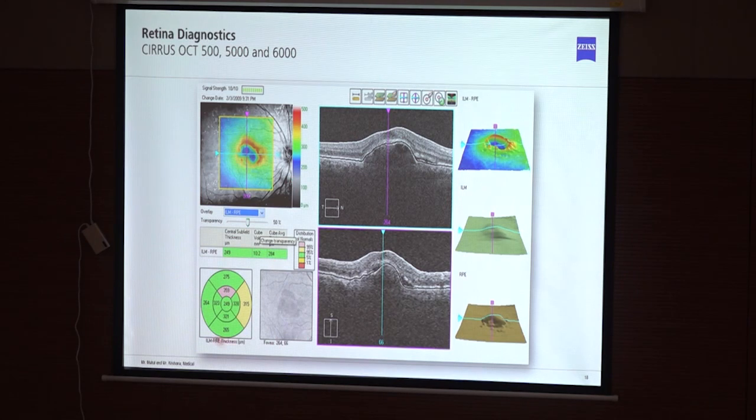So this is the ETDRS grid. Here the central one is 1 mm, then 3, and this is the 5 mm circle. According to the thickness, you will consider the patient for early detection of diabetic retinopathy. If the patient is coming to you for diabetic retinopathy screening, you have to take a nice macular cube scan.